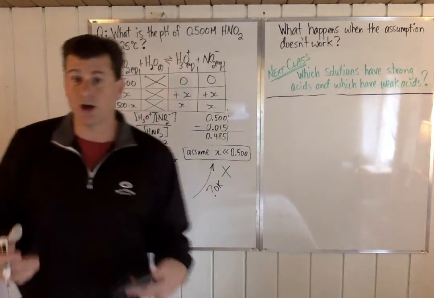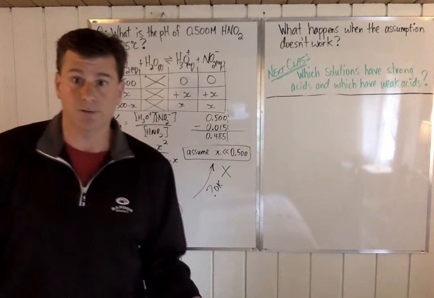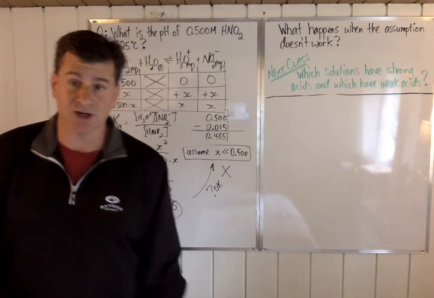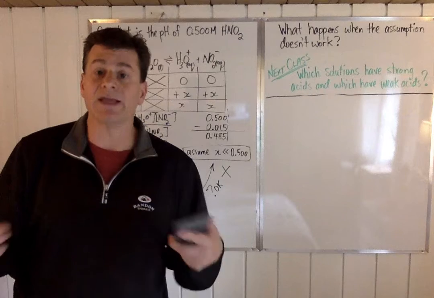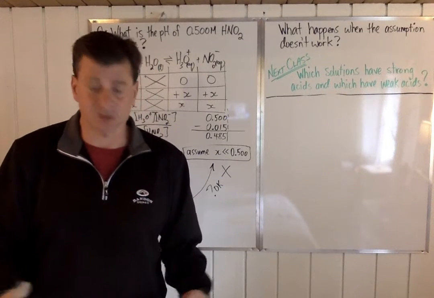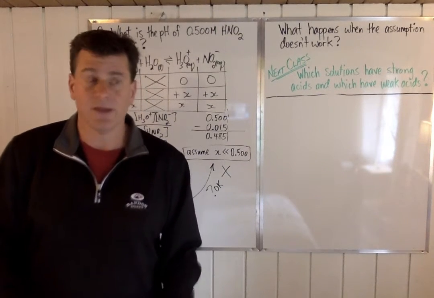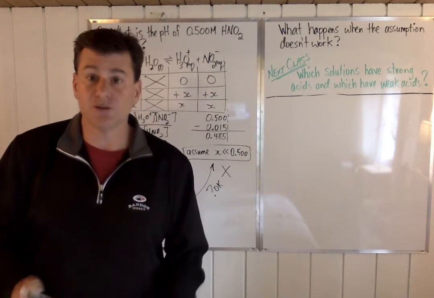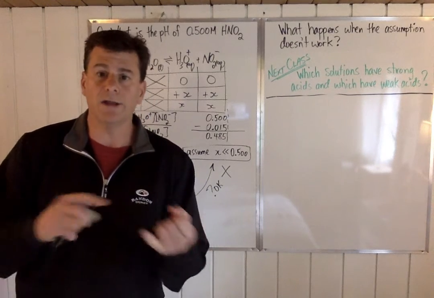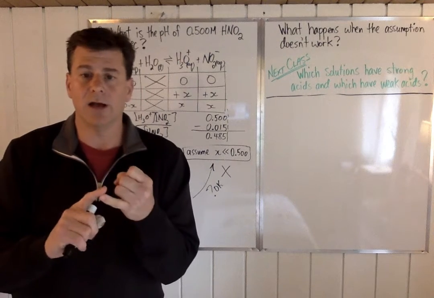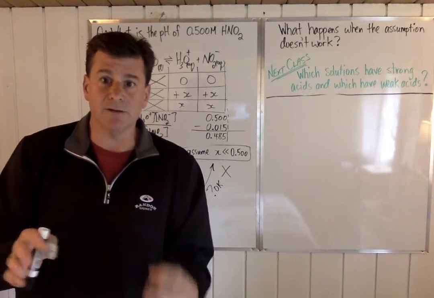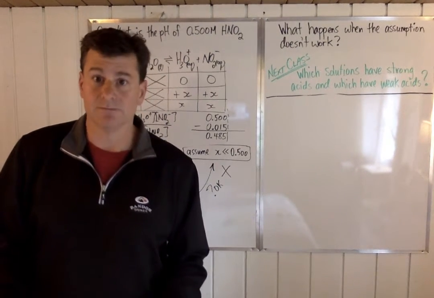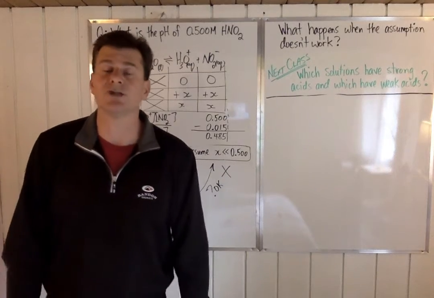The assumption does not work. So now what do you do? You've made this assumption, and all of your math is based on that assumption being correct. So now, where do you go from there? Well, you've got 2 choices. One, you can cut bait and go back and do the quadratic formula. You can just say, the assumption didn't work.